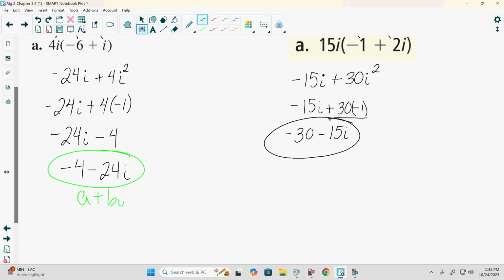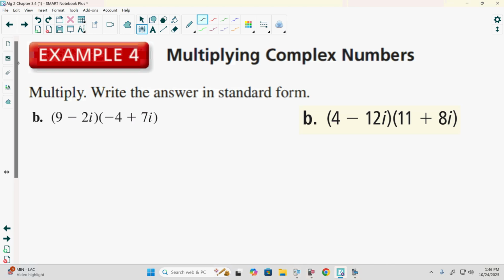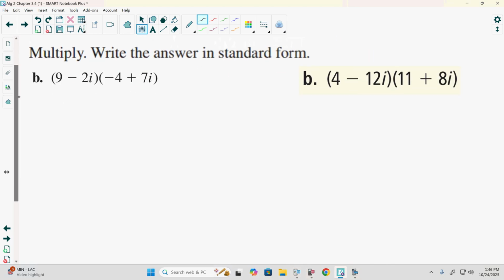Questions on these here? Multiplying a monomial with a binomial. Now we're going to multiply two binomials, two complex terms together. Now this here is not going to be anything really different than what we just did. We just have to do it twice.